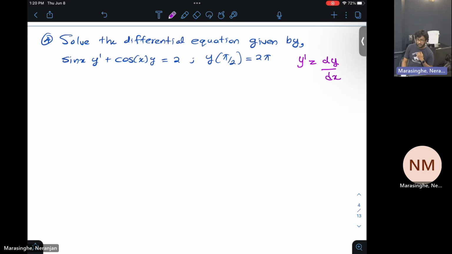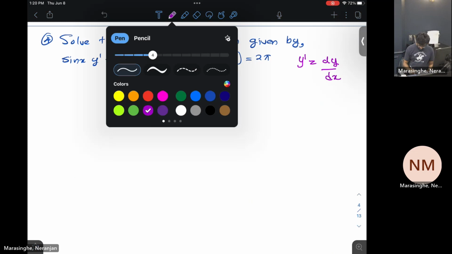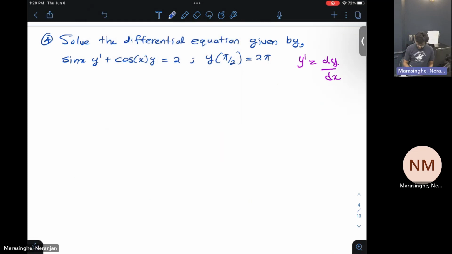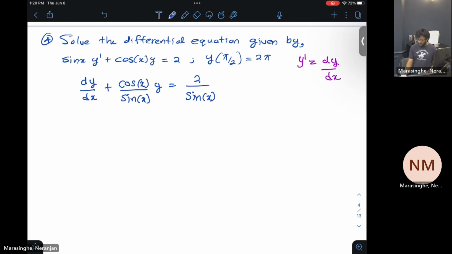Yeah, you can use that. But first you have to make the coefficient of the derivative 1. So I would divide both sides by sin x. Then I would get dy/dx plus cosine x divided by sine x times y is equal to 2 divided by sine x. Now you can see that this is a linear first order ordinary differential equation.